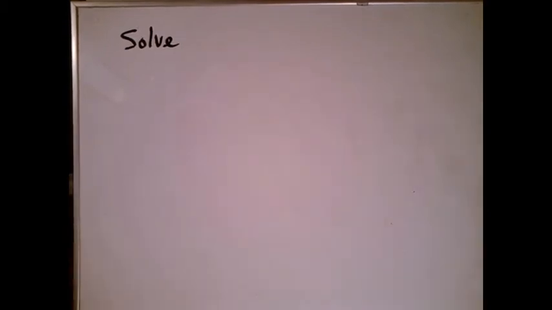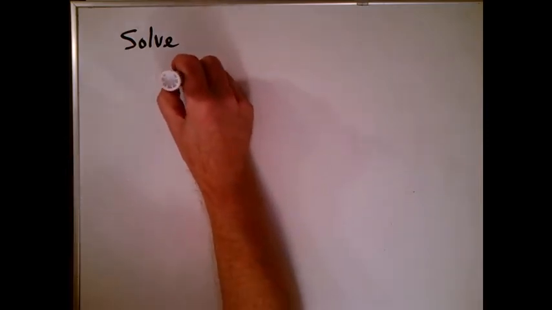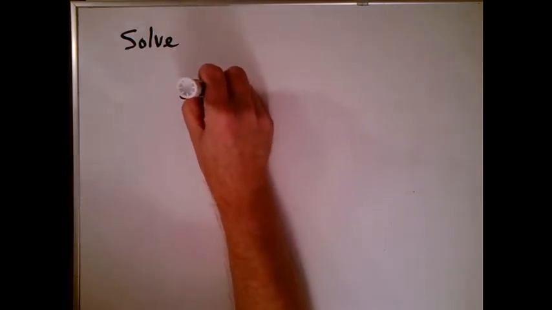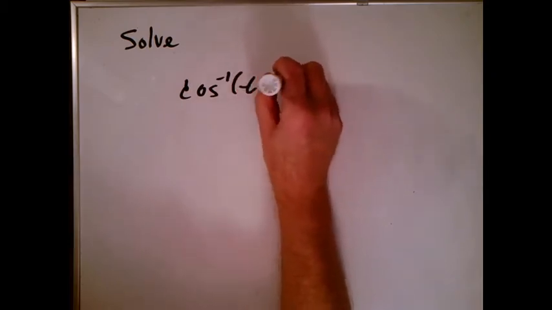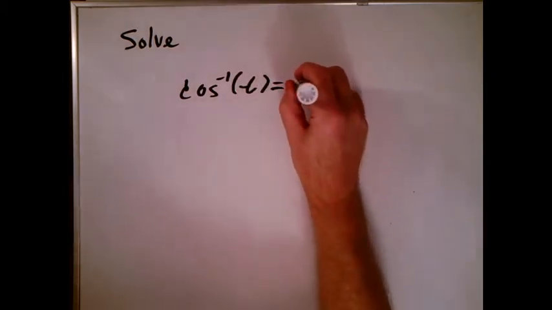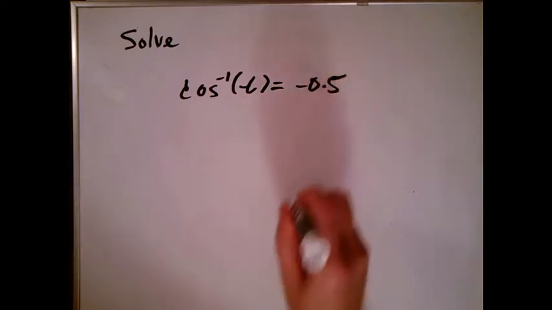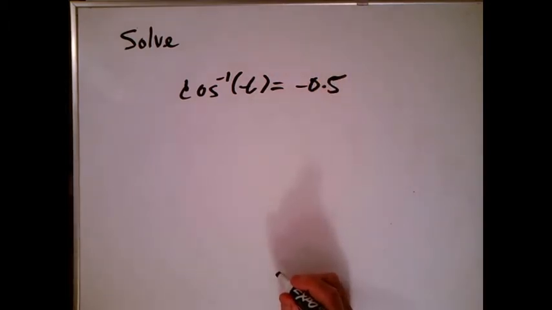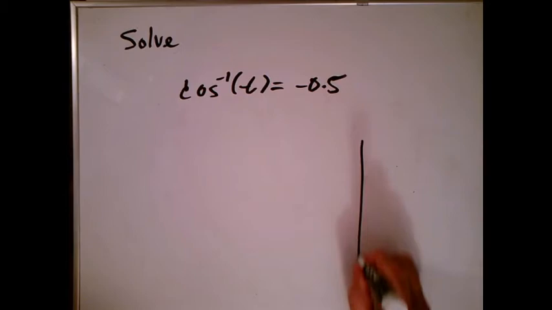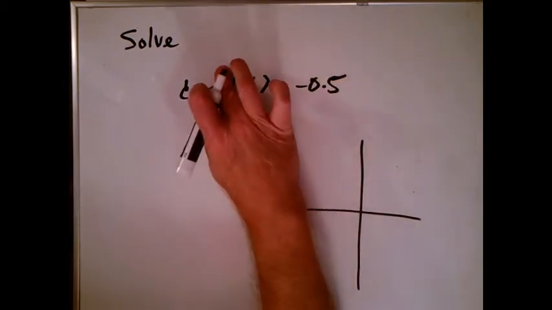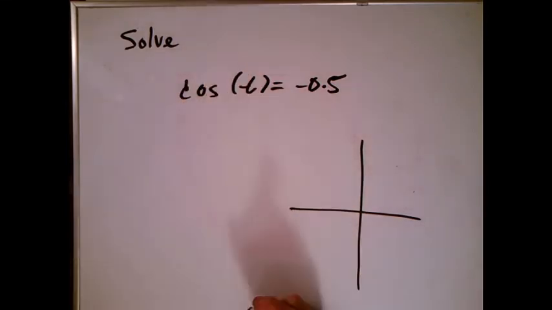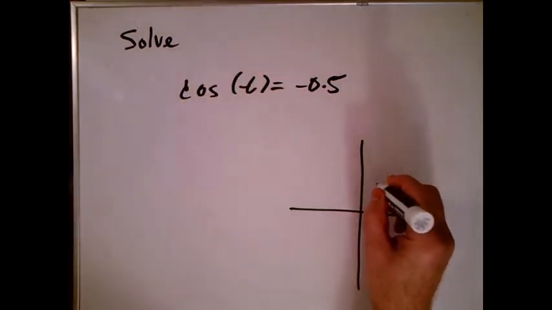The next equation I want to solve is an inverse cosine equation. And I'll say solve inverse cosine of t equals, and I picked -0.5 as an example. How does this work? I know I'm supposed to draw the unit circle. No. We're solving a trig equation. There we go. I know I'm supposed to draw a unit circle.